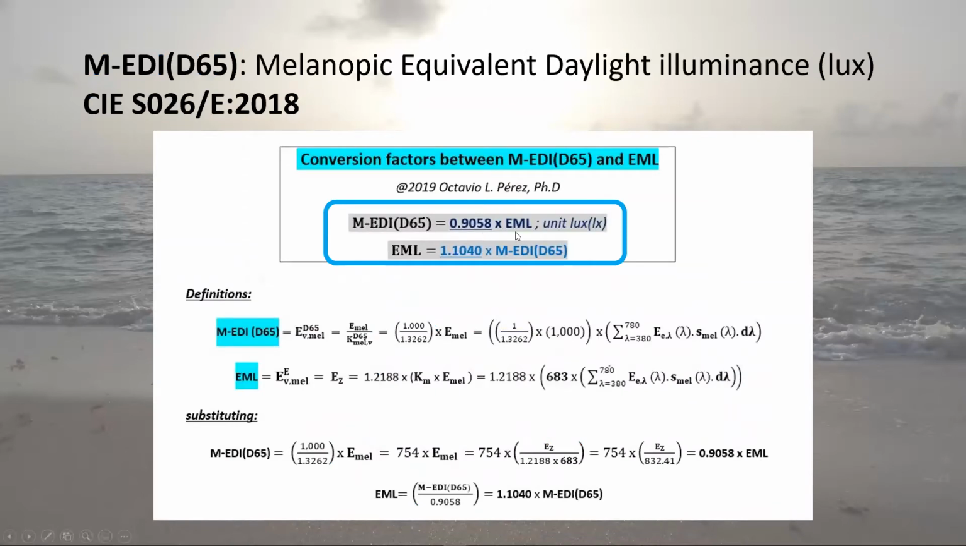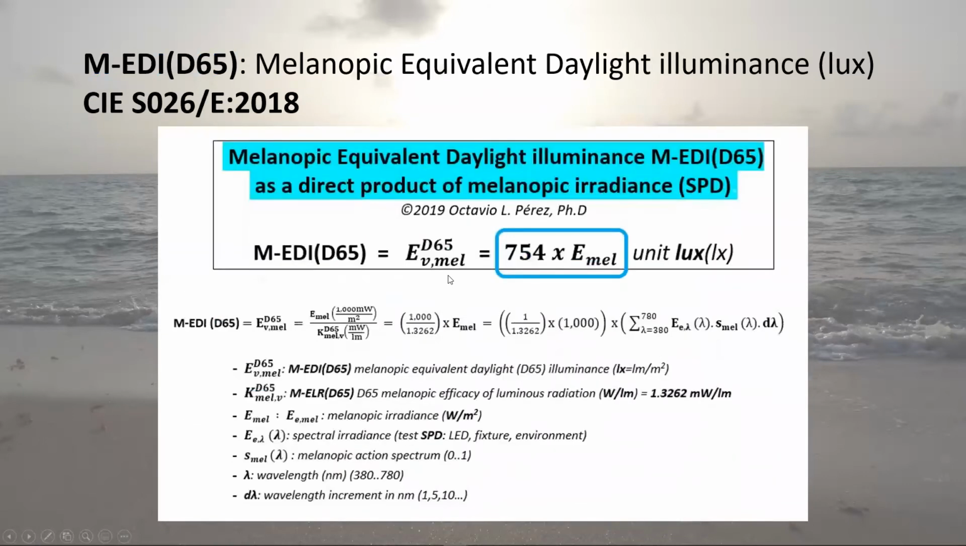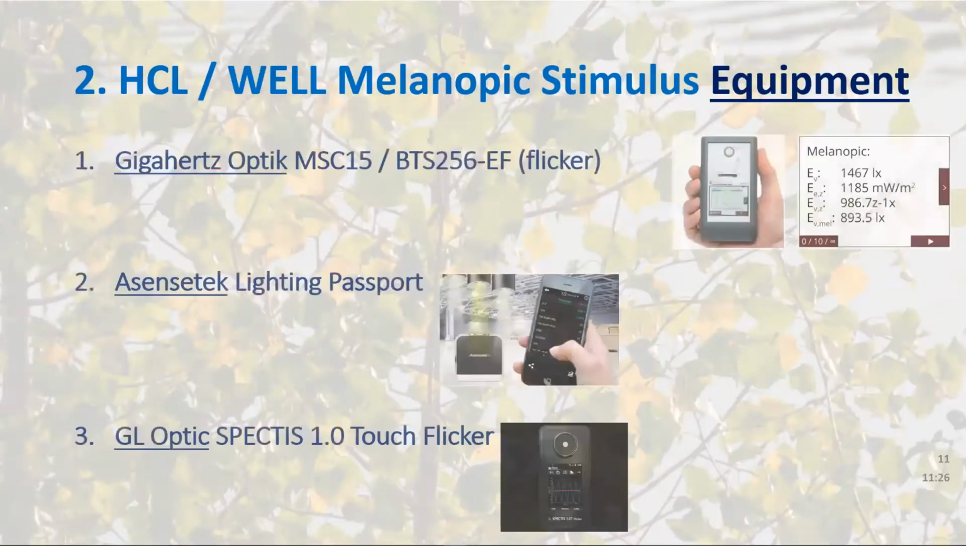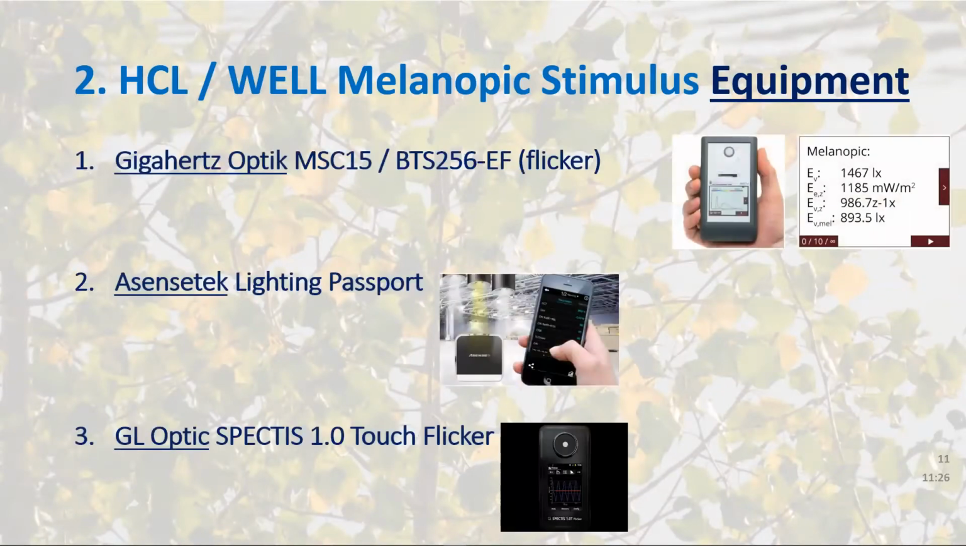These are the relationships between melanopic equivalent daylight illuminance and EML. Here we have one. And here we have it as a direct product of the melanopic irradiance. This has not been officially published, so it's a good idea to have these references. Today, we already have equipment that will give us these calculations directly, like this one from Gigahertz-Optik, Sensatec, or GL Optic.